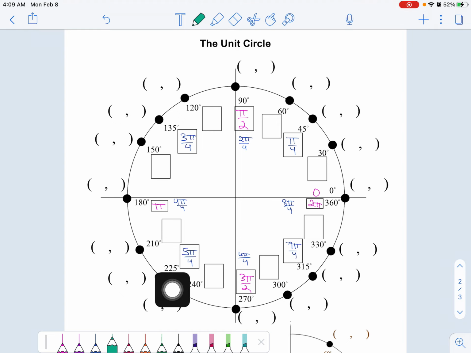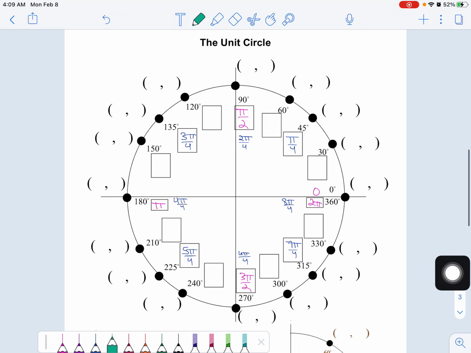So notice that all of them have a denominator of 4. So pi over 4, 3 pi over 4, 5 pi over 4, and 7 pi over 4 all have a reference angle of 45 degrees. They are all 45 degrees away from the x-axis. All right, so those are going to be important as we get into other things in this unit. The ones that are kind of messy are the 30s and the 60s. So let's start with the 30s.